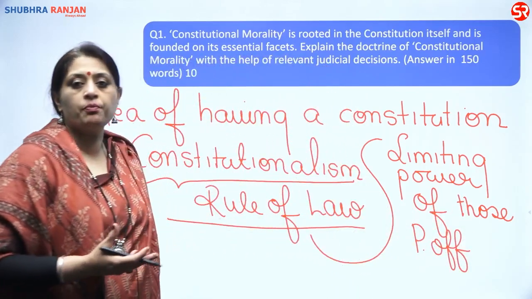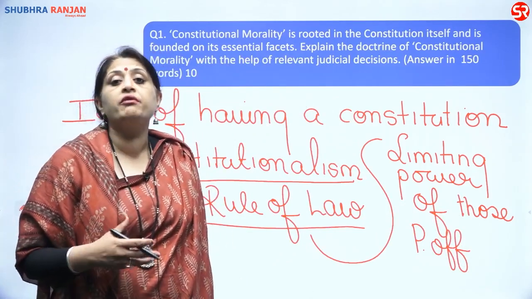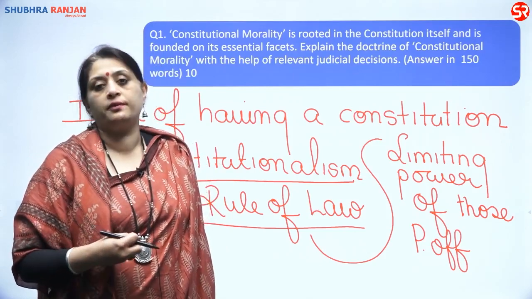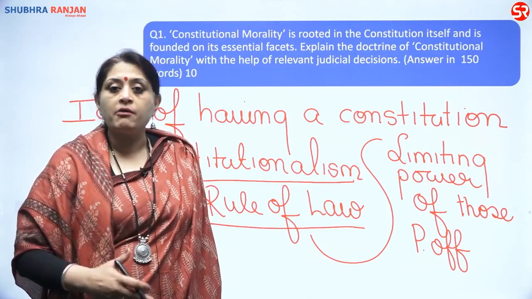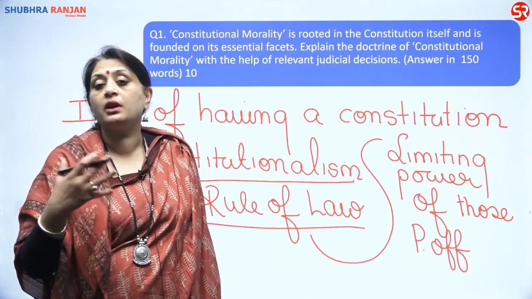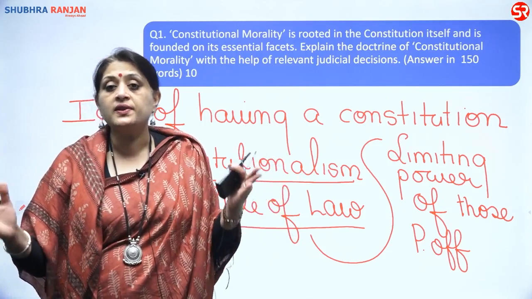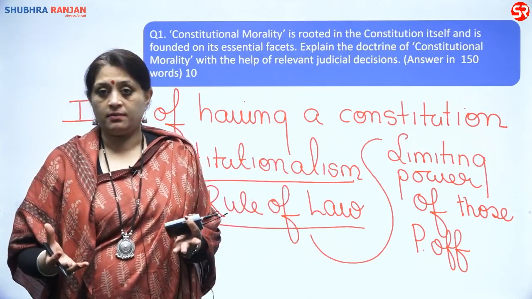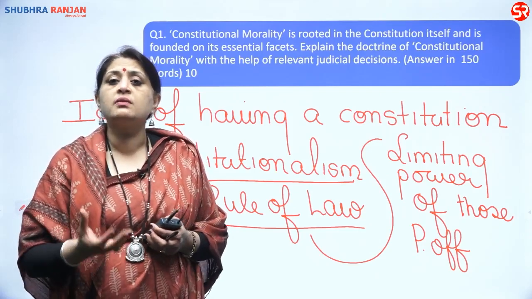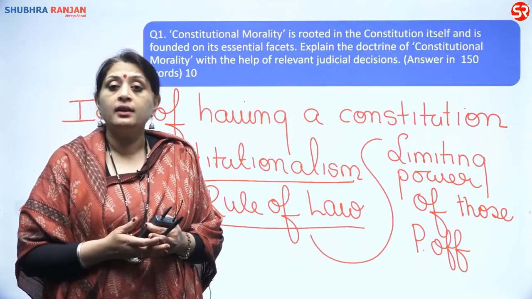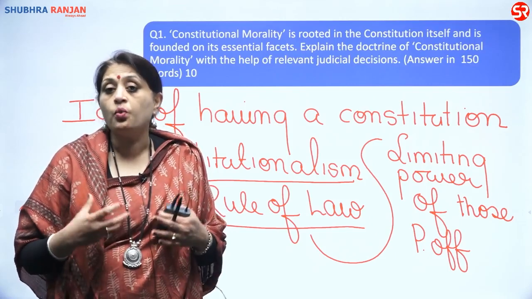And why is it so important? Because it is important to protect and to safeguard the rights and liberties of the people. You must be knowing that Lord Acton has said, power corrupts and absolute power corrupts absolutely. Fine. So we have created a system. Man has created a social system. And the purpose of creating a social system is to have a good life. And how will you have a good life? When you have freedom to do what you want to do.